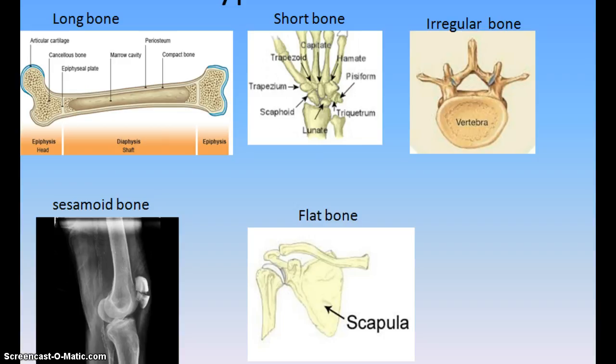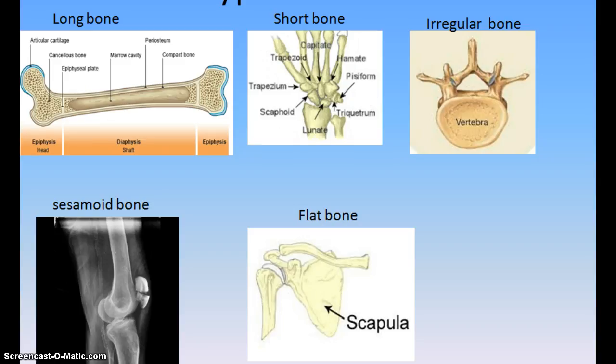The types of bones. There are five types of bones. You have the long bone, the short bone, the irregular bone, the sesamoid, and the flat bone. The long bones, such as the femur, humerus, and the tibia, are classed as long bones because they are longer in length than they are wide, and they have growth plates at the end of the bones.